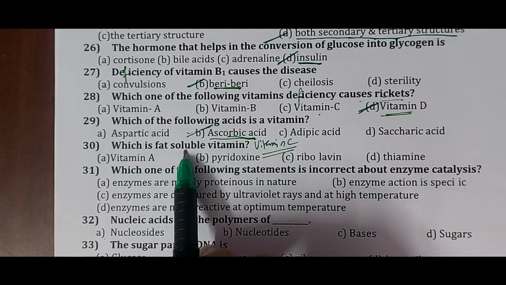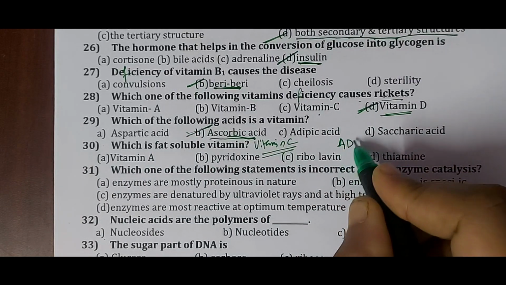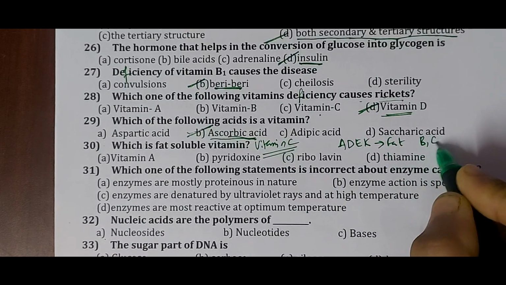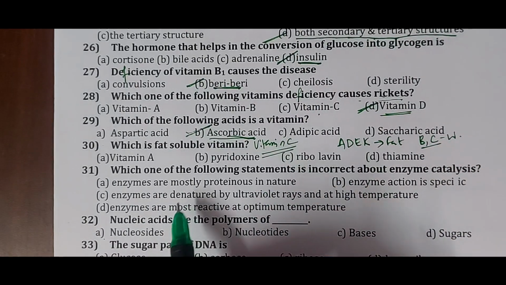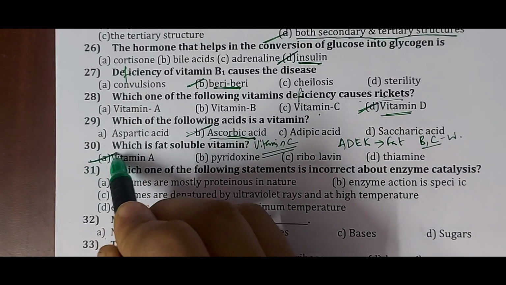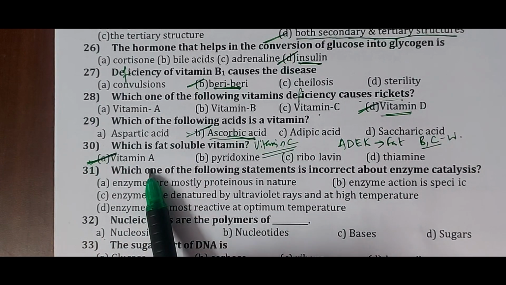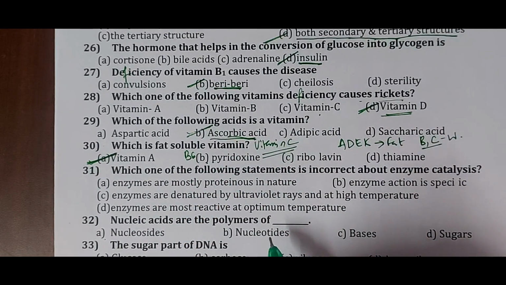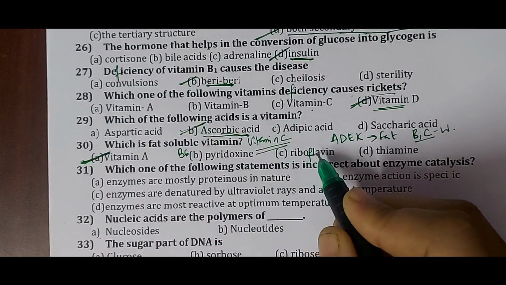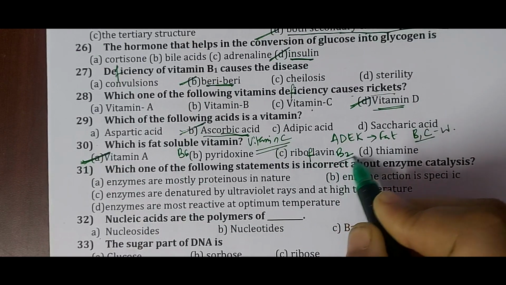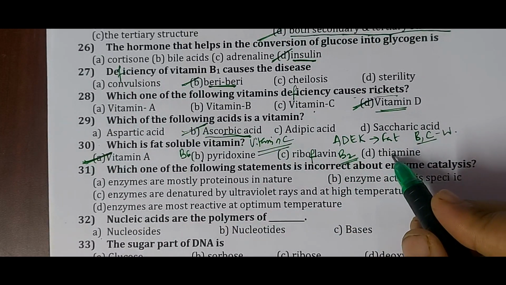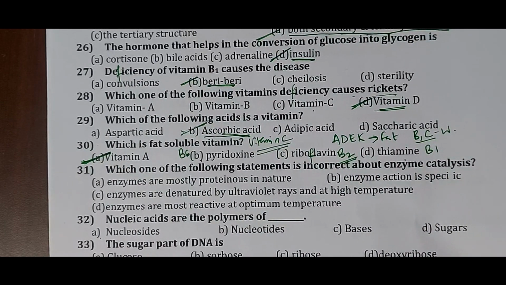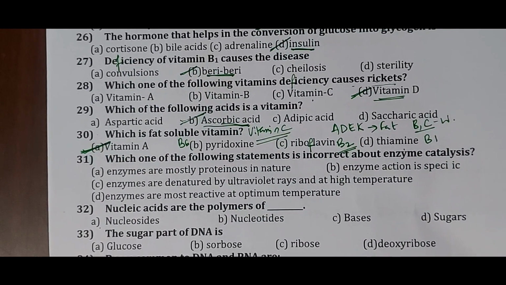Next, which is a fat soluble vitamin? As I said, remember A, D, E, K vitamins are fat soluble and the remaining B and C vitamins are water soluble. So pyridoxine is nothing but vitamin B6, which is water soluble. Riboflavin is nothing but vitamin B2, which is also water soluble, and thiamine, which is nothing but vitamin B1, is also water soluble. So the correct answer is option A, vitamin A.